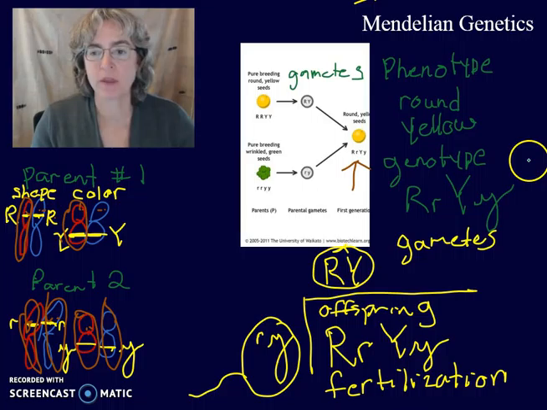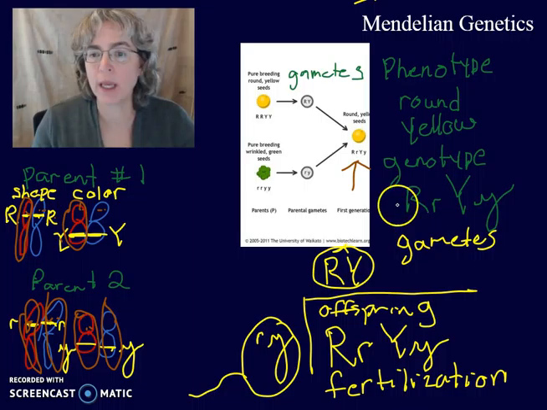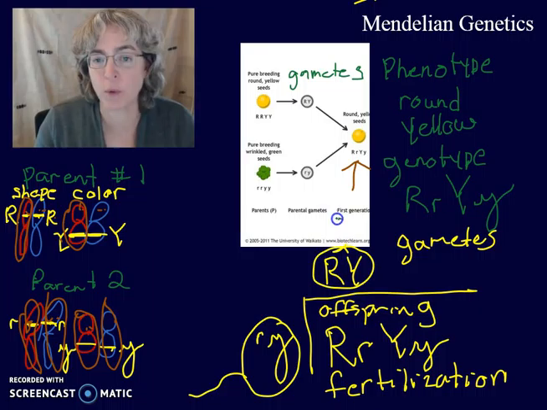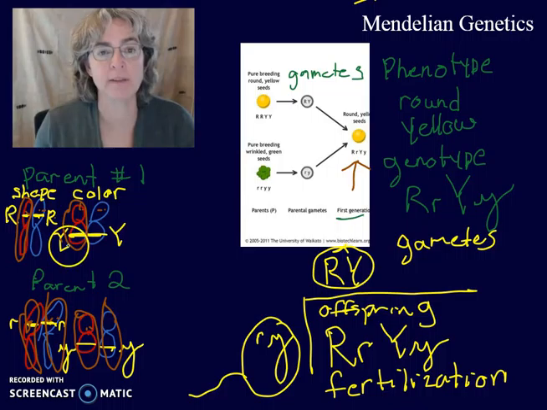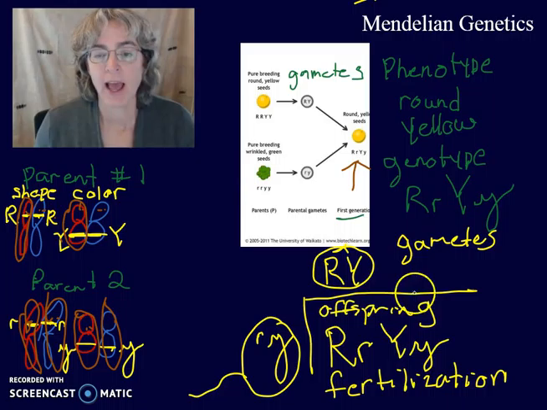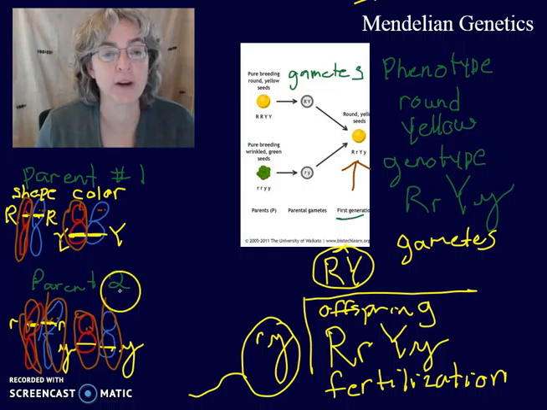That's the genotype. So now what happens when we cross this F1 generation? So this is the first generation. When we cross the first generation with itself, so self-fertilize, what are we going to get? Let's first try to figure out what kind of gametes each of these individuals are going to produce, and then we're going to put all of those gametes into a Punnett square to figure out the offspring that they're going to produce.